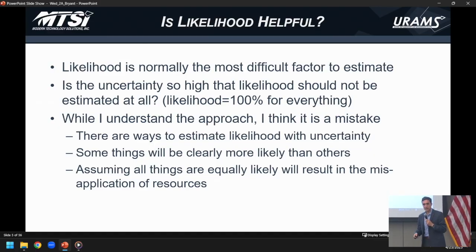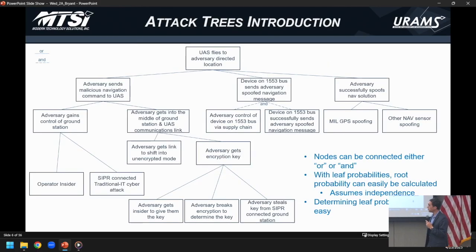Remember, what's this all about? This is all about making better decisions. And this is all about producing systems that are adequately survivable to accomplish their missions. And if we assume everything will happen when it won't, then we're spending resources in a non-optimal way.